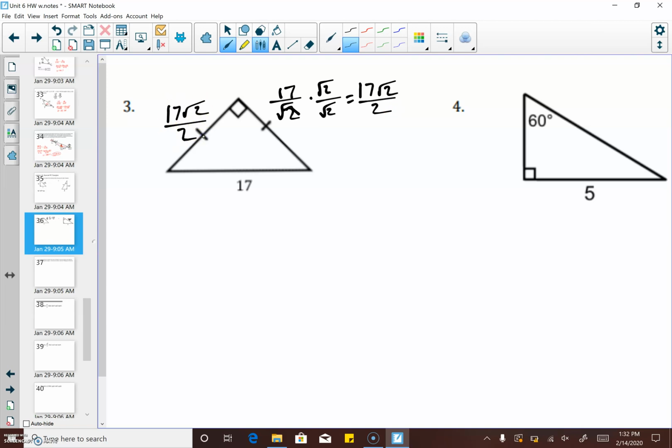Same thing here, they give us the middle side. So to get to the smaller side, we have to divide by the square root of 3, which forces us to rationalize. No big deal. And we end up with 5 square root 3 over 3. We double that to get to the hypotenuse, and we get 10 square root 3 over 3 as our hypotenuse side.